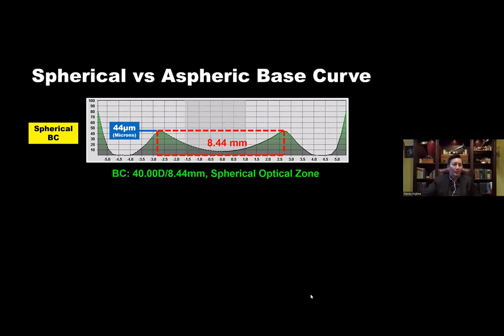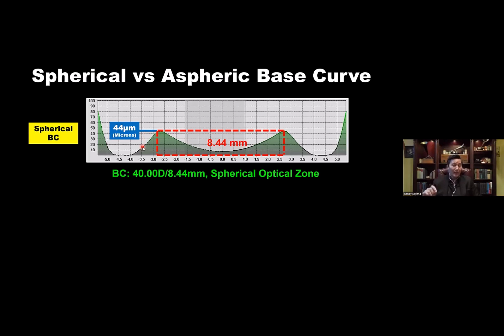So here's an example of the tear layer profile with a patient in an Ortho-K lens with a spherical base curve. So the base curve radii is the same all the way along from center to optic zone junction. What that does is create a 44 micron fluid layer.